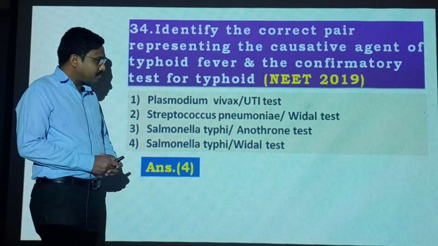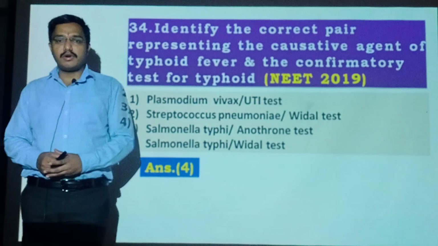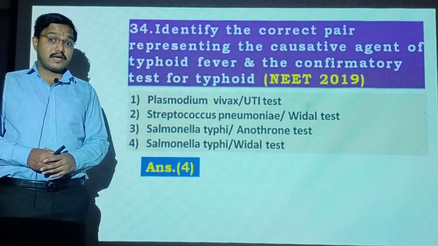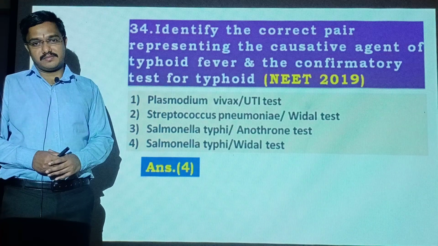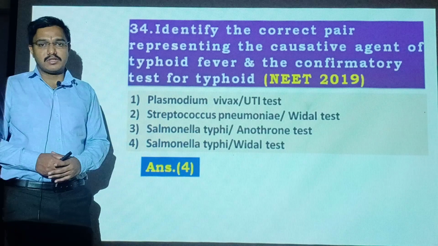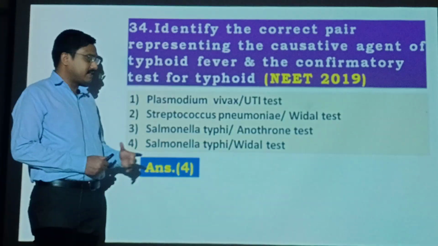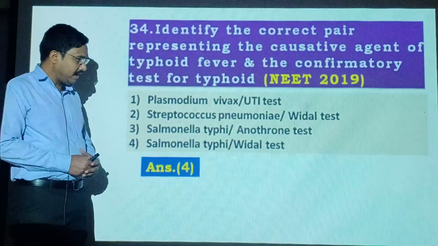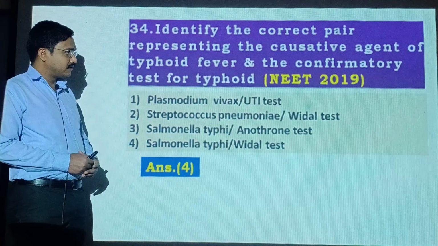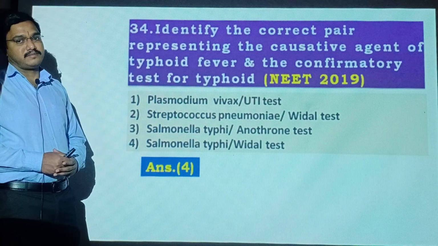Similarly, another test has come here, that is anthrone test. Anthrone is the test used to detect carbohydrates. But here Salmonella typhi is the pathogen of typhoid. Widal test is the diagnostic test for typhoid. See, this question is asked in 2019.